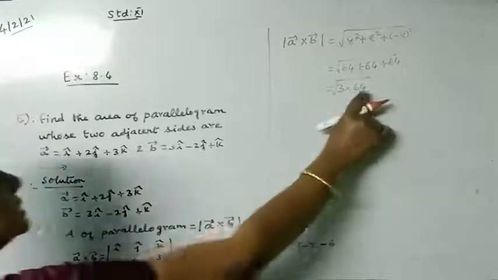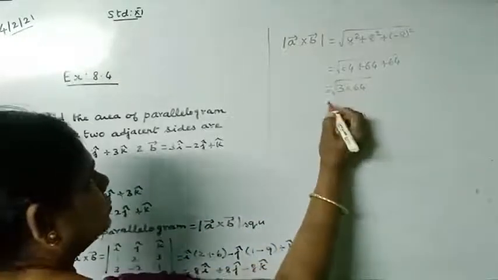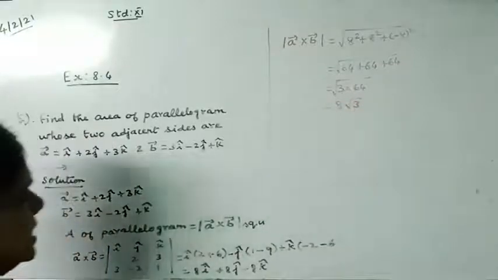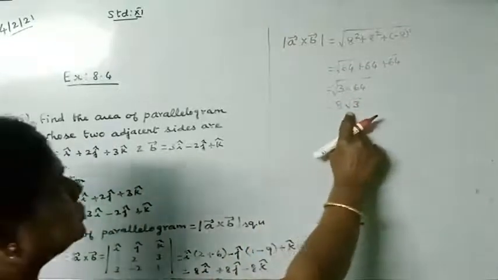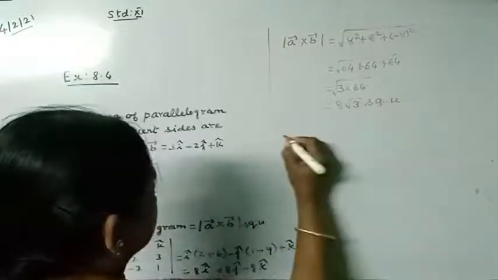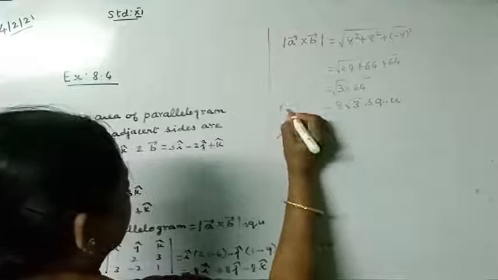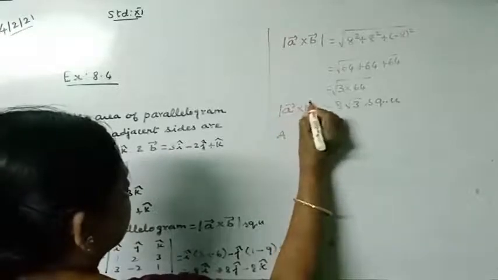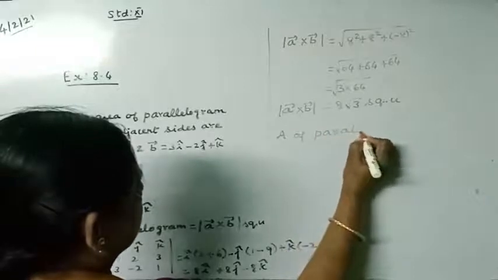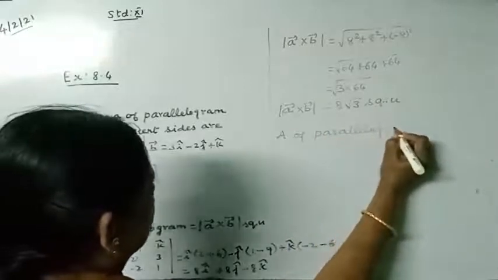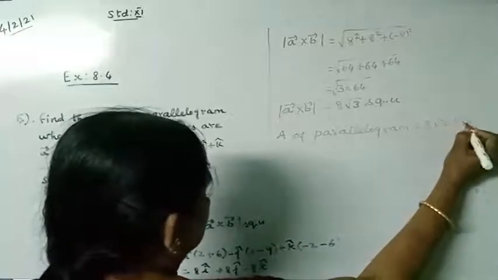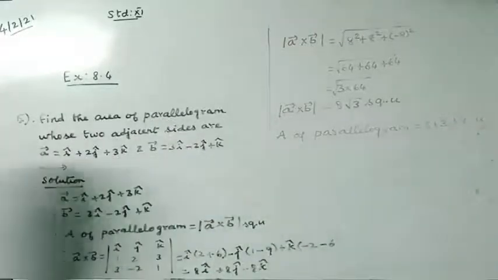So 64 is a perfect square. If I take it out, I will get 8, 8 root 3. First, 8 can be taken out as common also. So you will get this answer. So 8 root 3 square units. So the answer is here. Finish it. Area of parallelogram is equal to 8 root 3 square units is the answer.